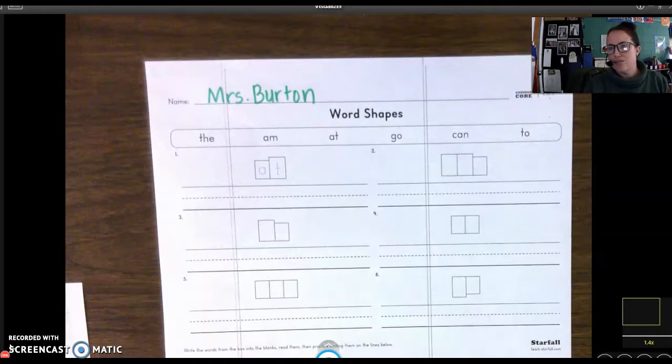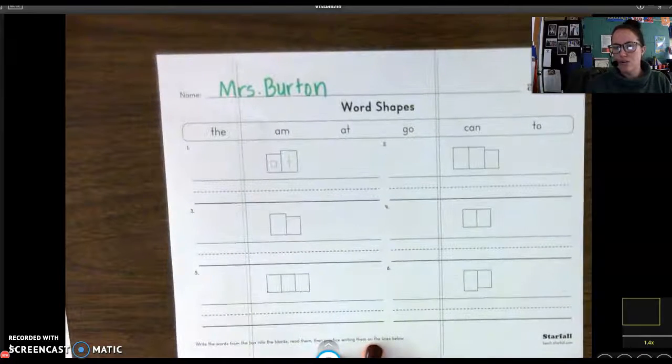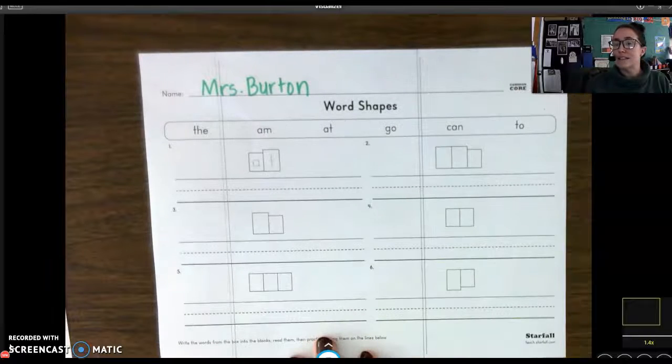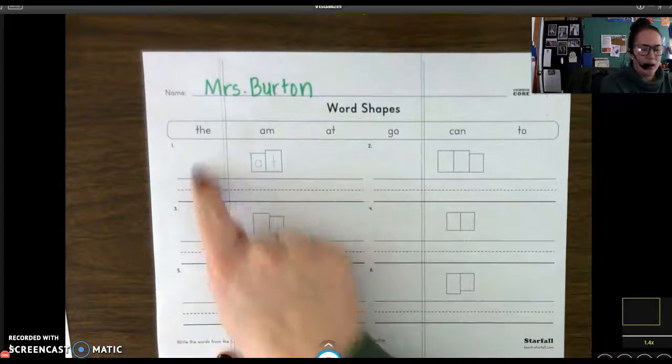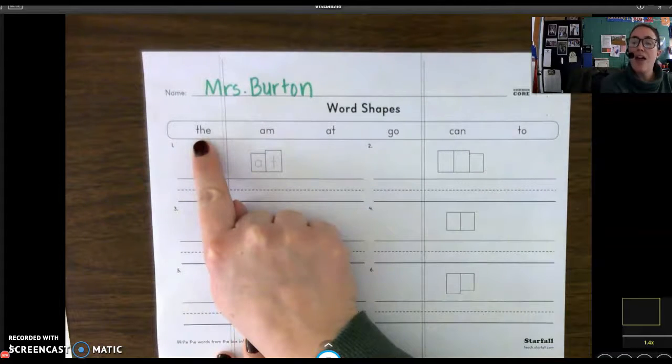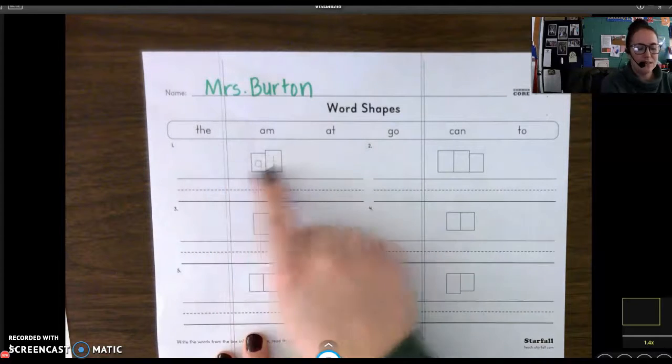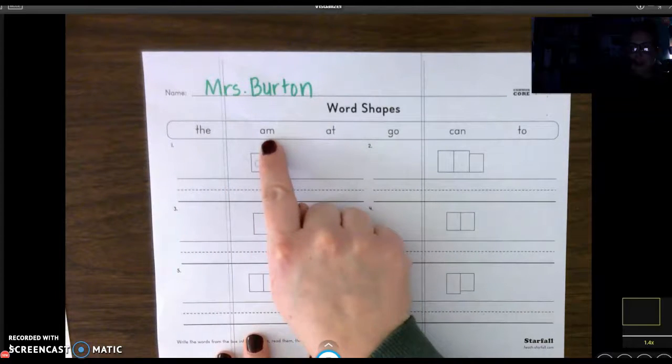All right. The first thing we're going to do is look at these sight words in the box at the top and see what they are. What is this first one? The. Let's say that together. The. This one. Am.